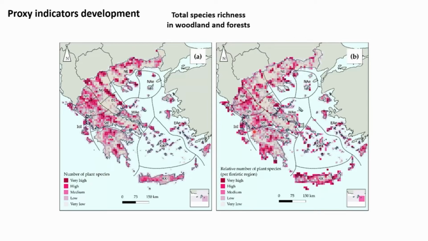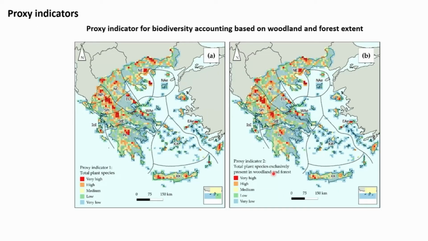And here again we have the number of plant species from very high to very low in the different grid cells. And here we have the relative number of species, again, per floristic region. So we consider the number of plant species within the floristic region of Peloponnesos as well as for the other areas in Greece. Here we have an indicator for biodiversity accounting based on woodland and forest extent. So here we have the total species richness, and here we have the total species richness taking into consideration the extent of the forests and woodland.